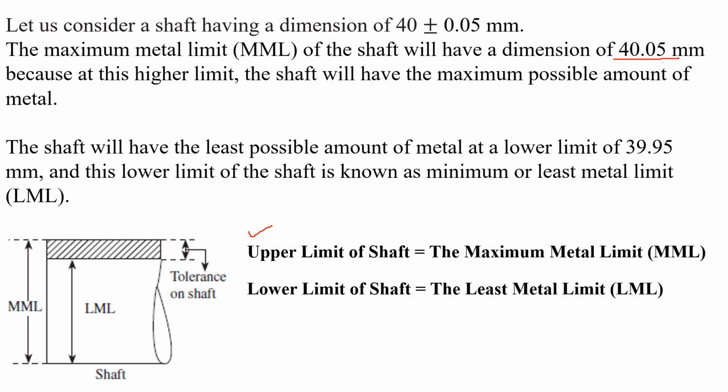Similarly, the shaft will have the least possible amount of metal at a lower limit of 40 minus 0.05 mm, that is 39.95 mm. And this lower limit of the shaft is known as the minimum or least metal limit. So least metal limit for the shaft is the lower limit of the shaft. So here the basic size is 40 and the lower limit is minus 0.05. So the lower limit will become 39.95.